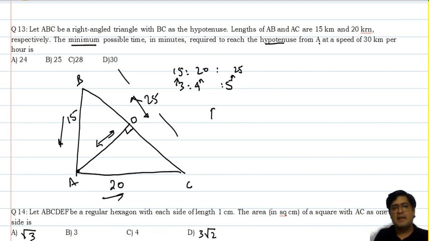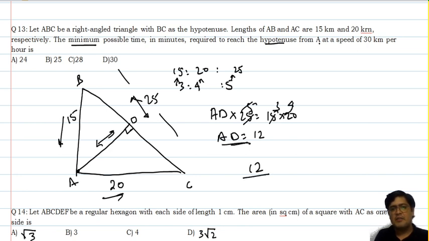This gives me the length AD into 25 as 15 into 20. I get AD as 5 cancelled, 5 cancelled. AD is 12 kilometers. Now, 12 kilometers if you travel at a speed of 30. The question was in minutes. What I have right now is kilometer per hour, so I've got time in hours. So multiply it by 60 to convert that in minutes. So it will take a minimum of 24 minutes.